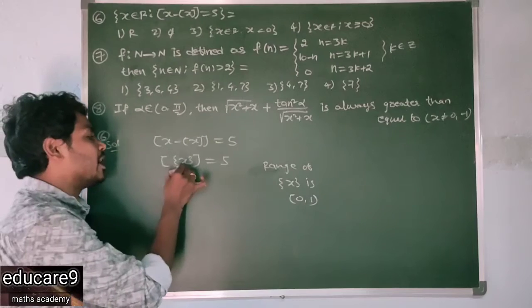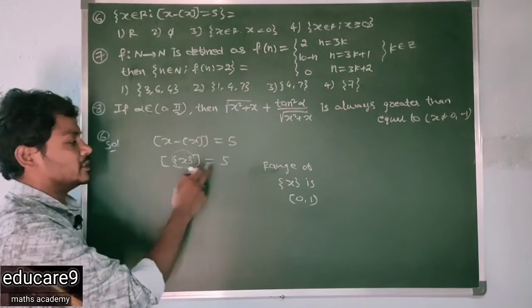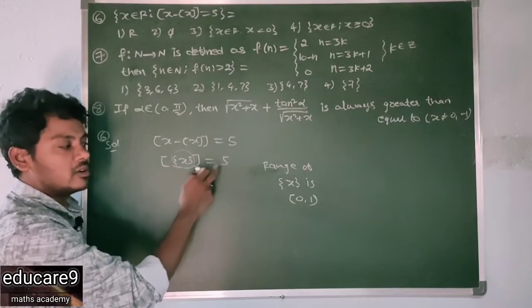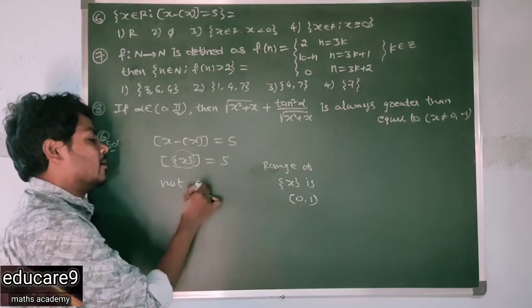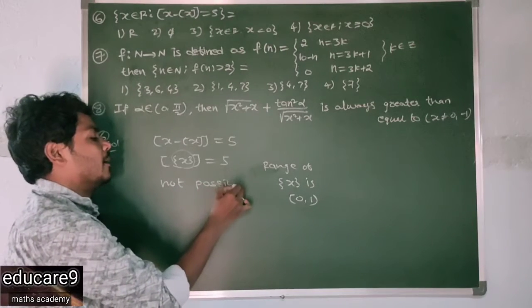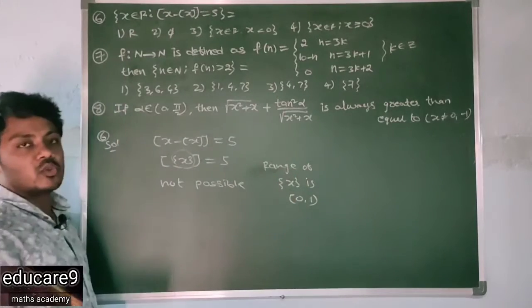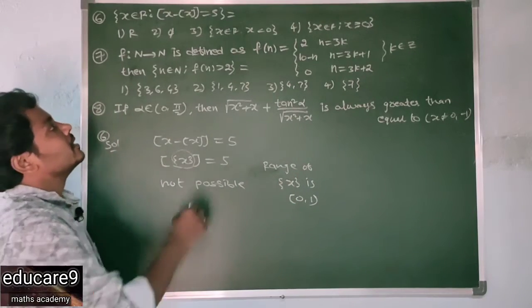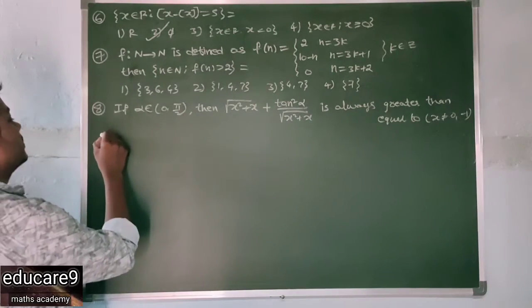Now substitute the values of this. If you substitute 0, this is 0, and so on up to 0.5. But this is not possible because the range of this is the closed interval 0 to 1. So clearly it is an empty set. See the next solution, 7th.